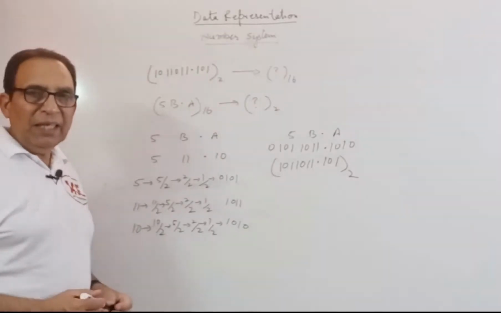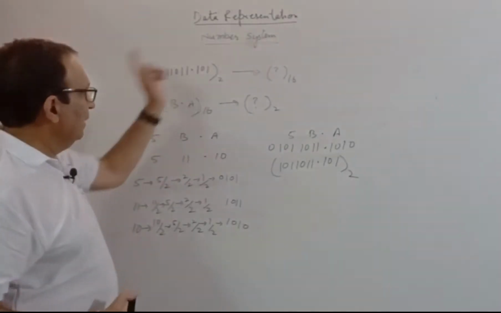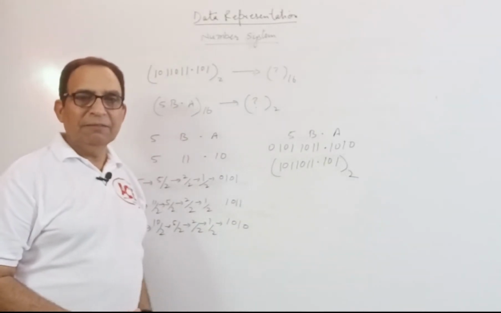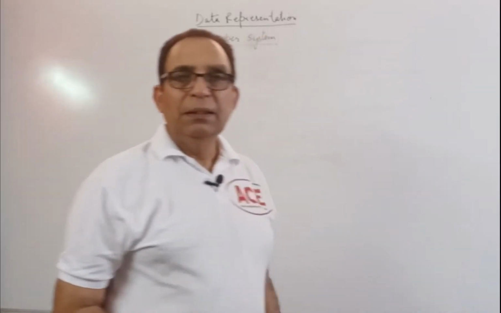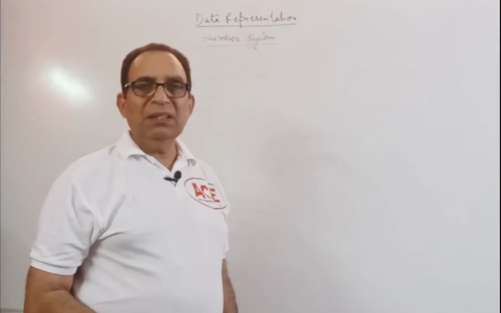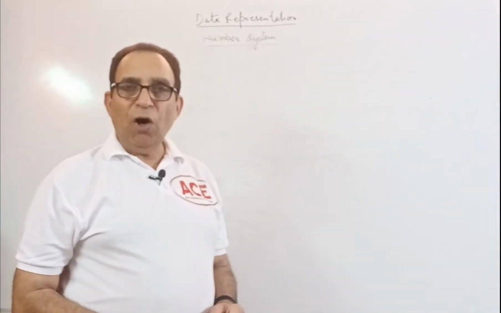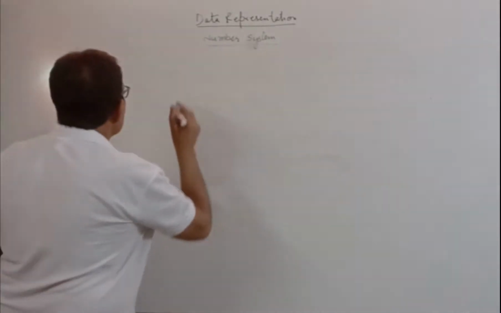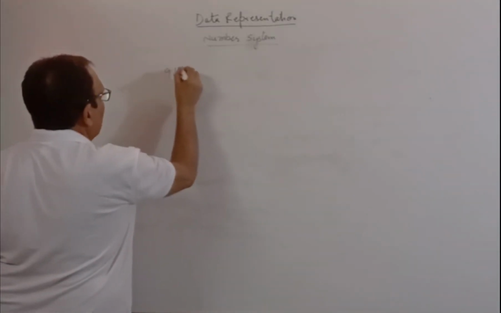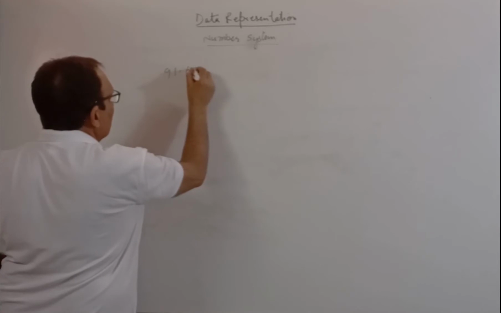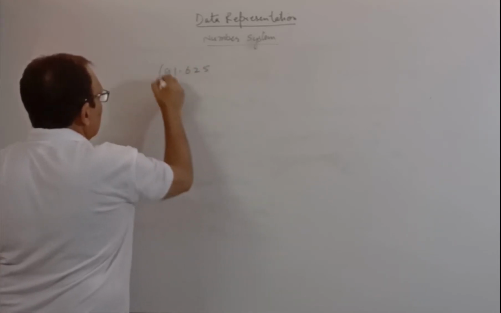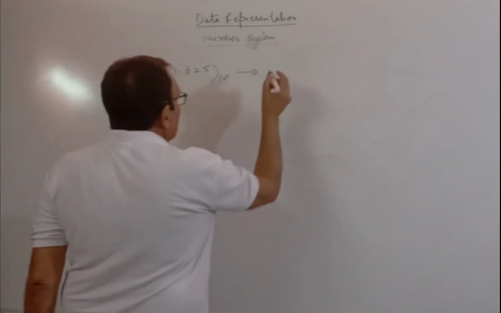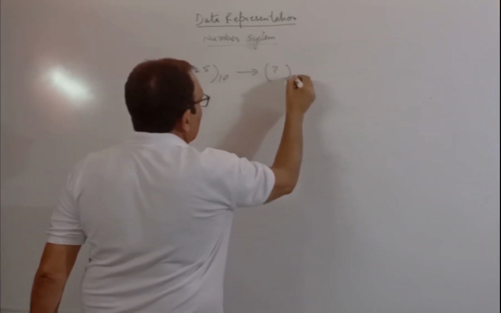So we can convert binary to hexadecimal and hexadecimal to binary. I hope it is clear. Now let us see how we can convert a decimal number to an octal number. We take an example: 91.625, base 10, is to be converted into its equivalent octal number.